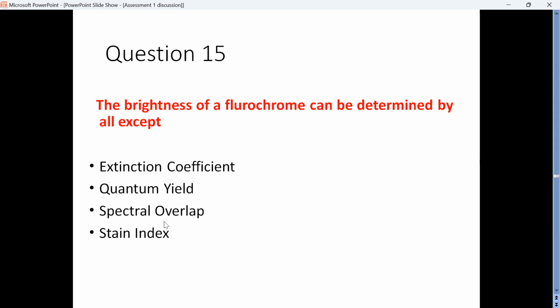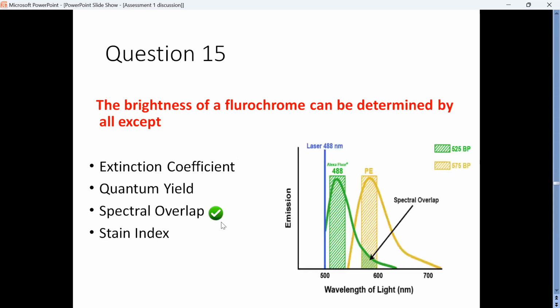Okay, so what is spectral overlap? So this is the answer. This has nothing to do with brightness. Spectral overlap is when you are using 2 fluorochromes or multiple fluorochromes. Okay, some people confuse this with Stokes shift. Stokes shift is completely different. Stokes shift is something related to when you're talking about 1 fluorochrome. Spectral overlap comes into play when you're using more than 1 fluorochrome.